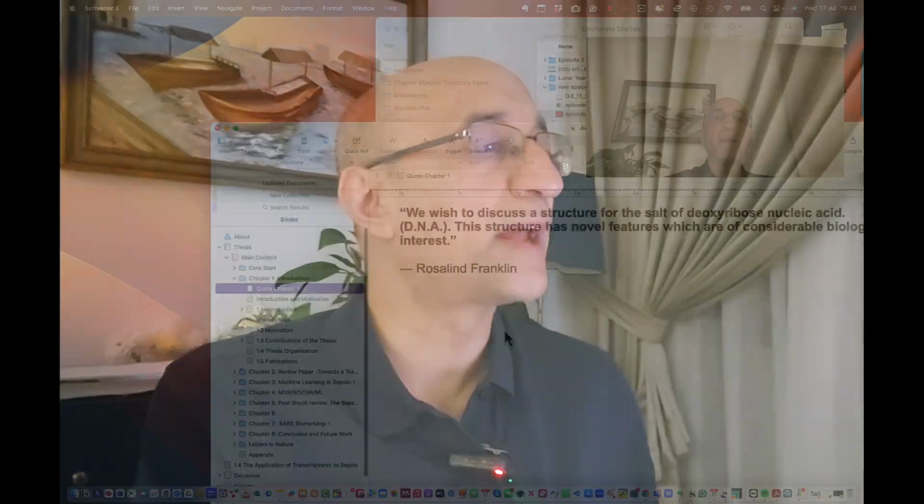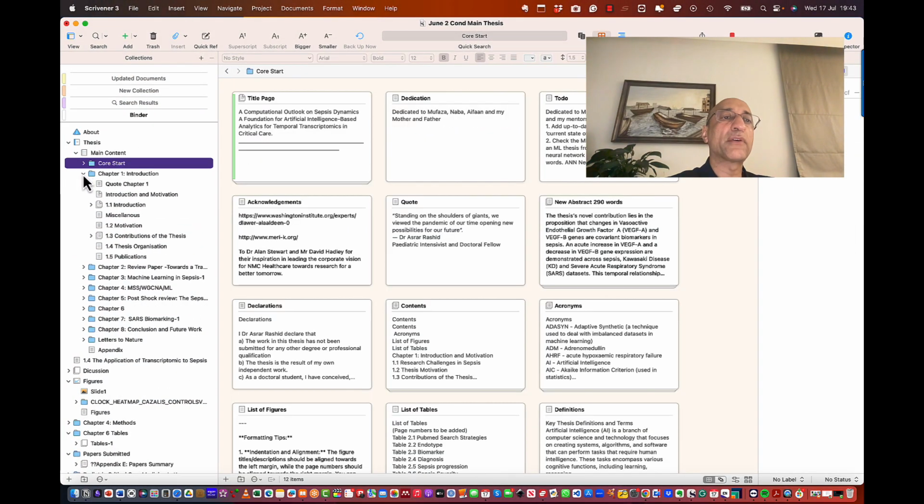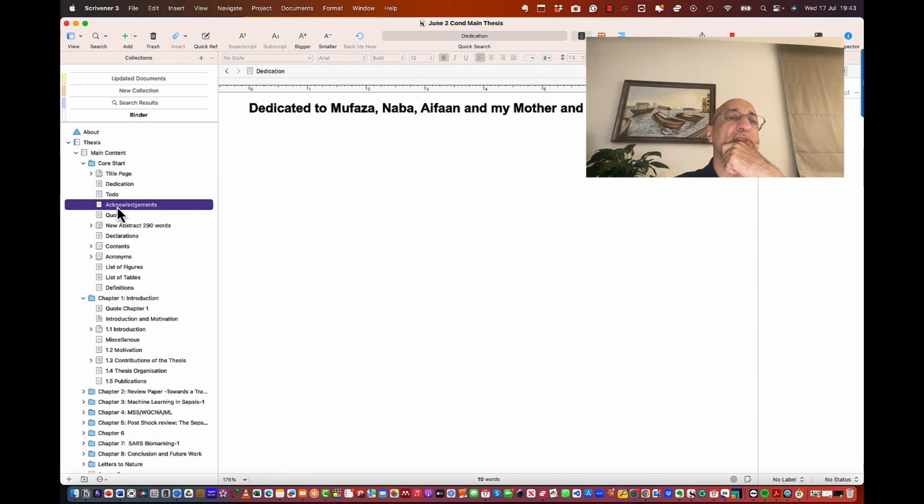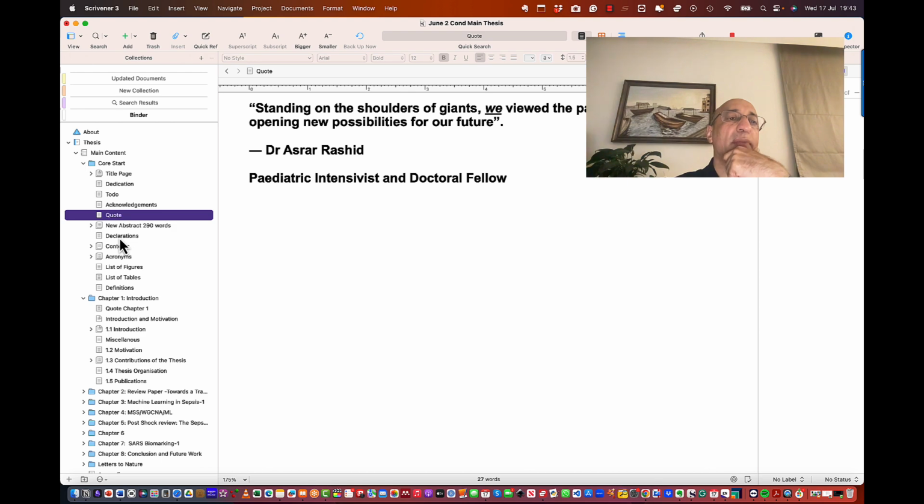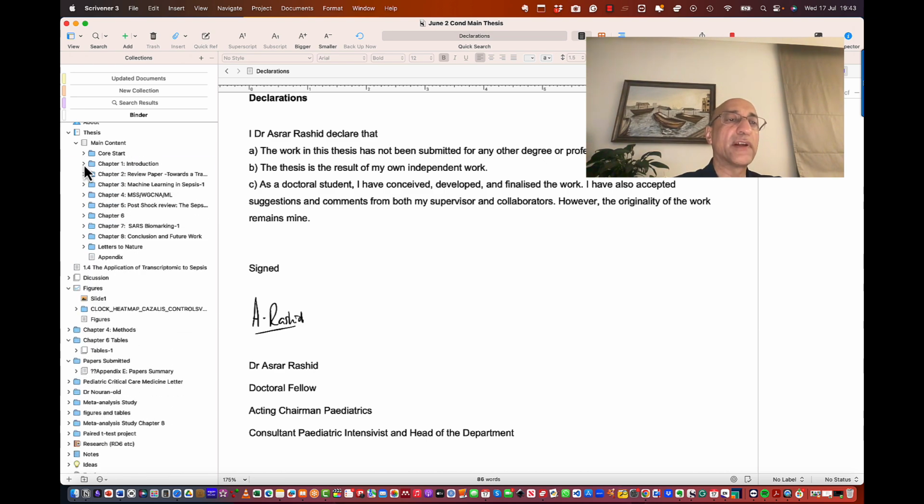So if you look at my thesis, we'll just go on to Scrivener now, and you'll see there we have a core start title page, and a lot of these things in terms of dedications and acknowledgements and quotes, etc., can be added throughout the journey of a thesis. If you can bring a structure to the PhD thesis early, this will help you to develop the arguments going down through the various experimental chapters leading to the conclusion.